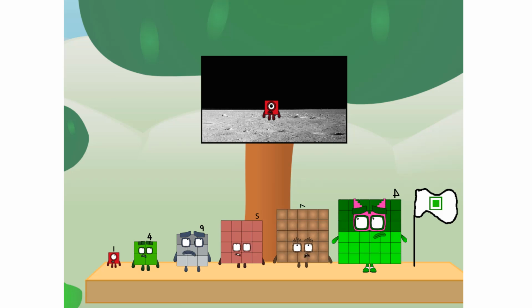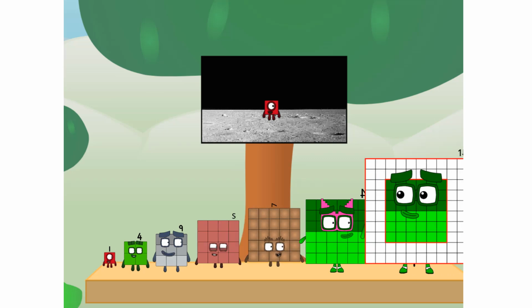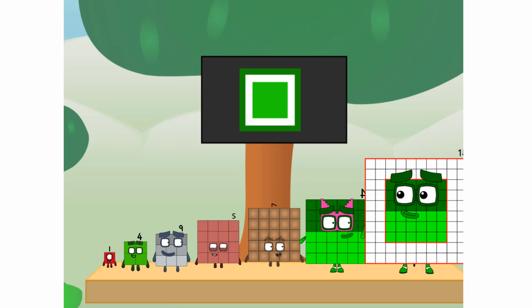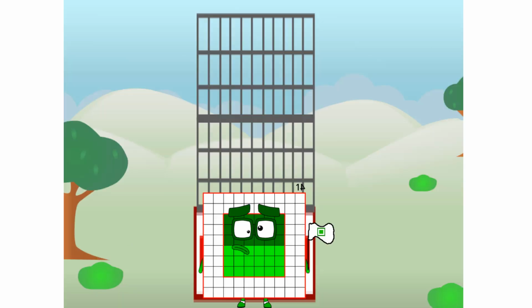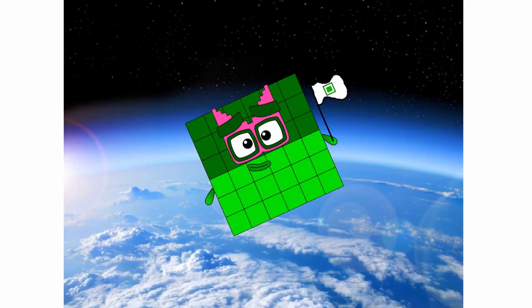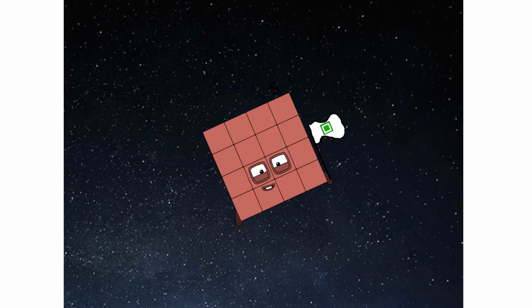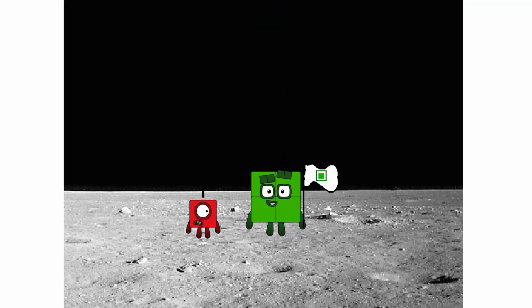Numberland, we have a problem. I forgot the flag. Don't worry, little one. I'll take care of this. 91. And I promise, no rockets. Square power only. Hello. Looking for this?